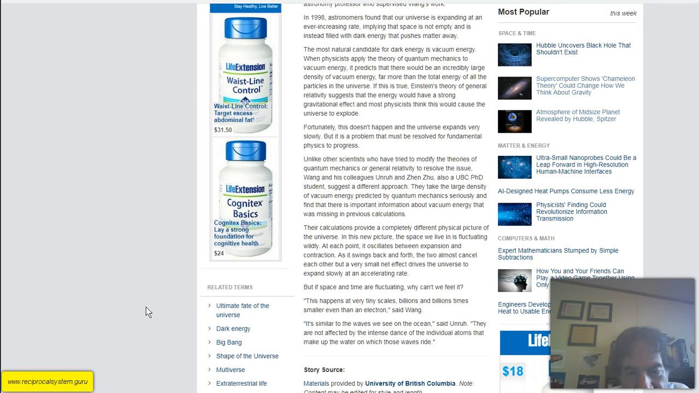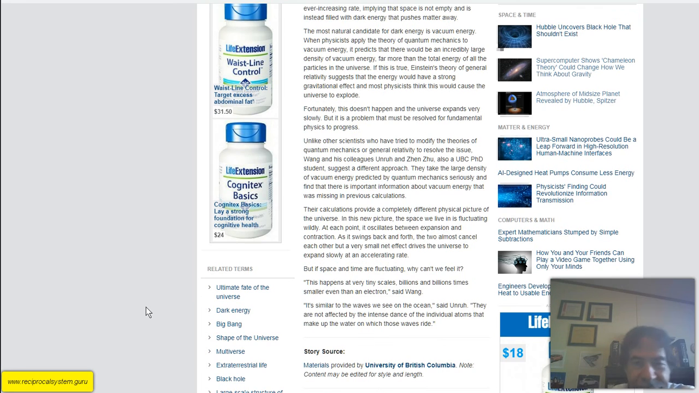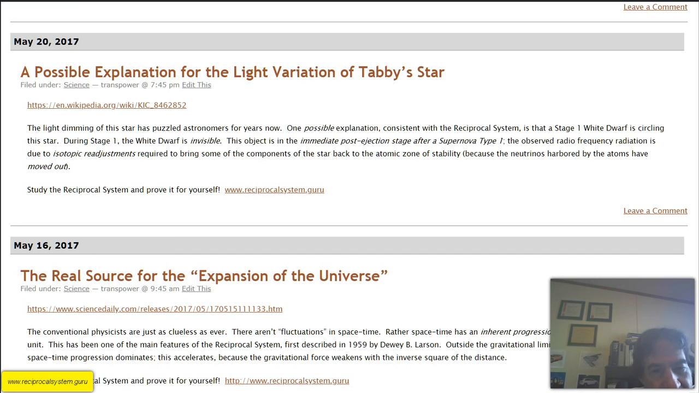He says, but if space and time are fluctuating, why can't we feel it? This happens at very tiny scales, billions and billions of times smaller even than an electron, said Wang. Again, my opponents in theoretical physics are clueless. There aren't fluctuations in space-time. Rather, space-time has an inherent progression, one unit following another unit. And by the way, space-time is discrete, but it's continuous within each unit.